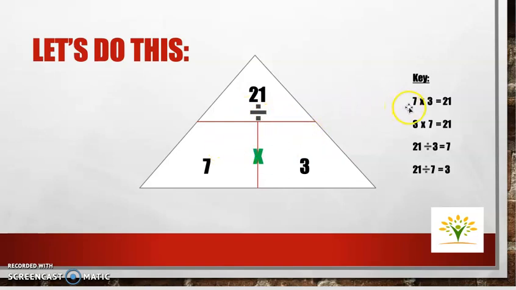If you look to the right, I have a key here, and it shows me that 7 times 3 equals 21. Great. It also tells me that 3 times 7 equals 21. Then it tells me as well that 21 divided by 3 equals 7, and 21 divided by 7 equals 3. Great, so that's the relationship between these 3 numbers in this big white triangle.